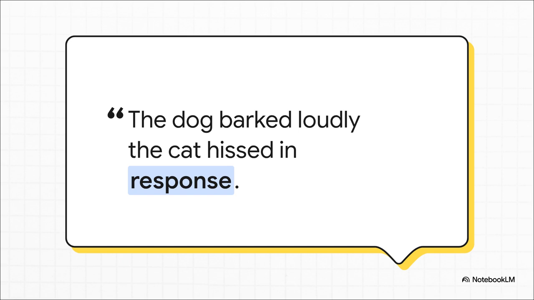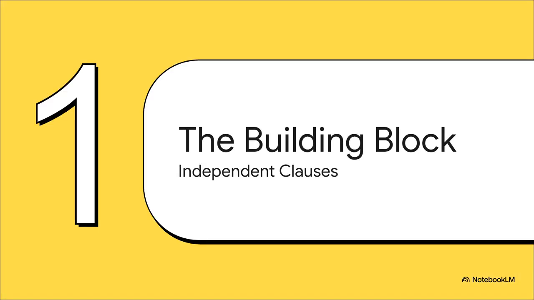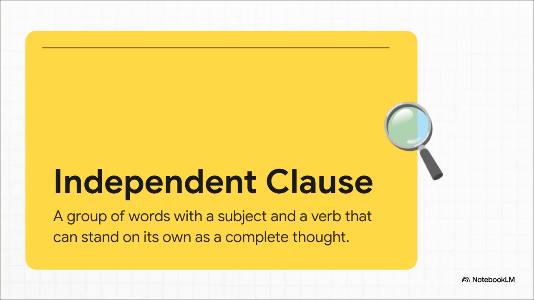Let's figure it out. To debug any problem, you first have to understand the code it's written in. And for sentences, that fundamental building block is something we call an independent clause. This idea right here, it is the key to everything we're going to talk about today. So what the heck is an independent clause? It's actually pretty simple. It just needs two essential parts. A subject, so who or what is doing the thing, and a verb, the action itself.